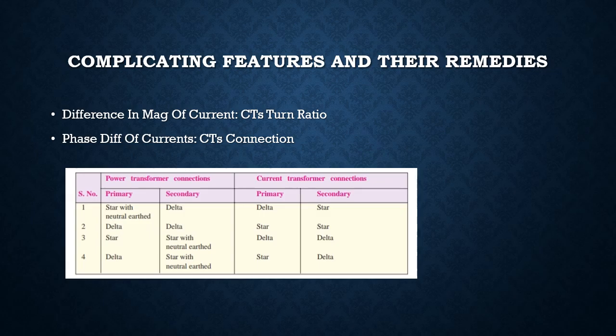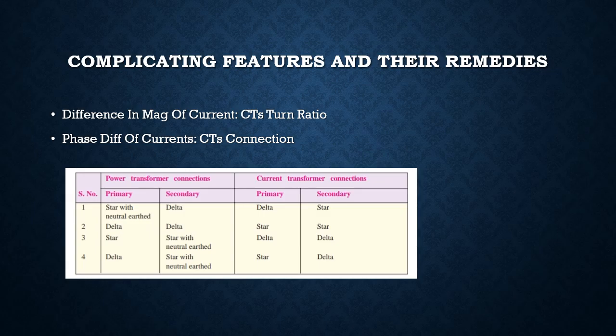We all know that the primary and secondary currents of the transformer are not the same. That means the primary and secondary currents of the transformer are generally different. For example, if it is a step-up transformer, the secondary current is less than the primary current. If the transformer is a step-down transformer, the secondary current is more than the primary current. This basic property of the transformer raises the complicating features.